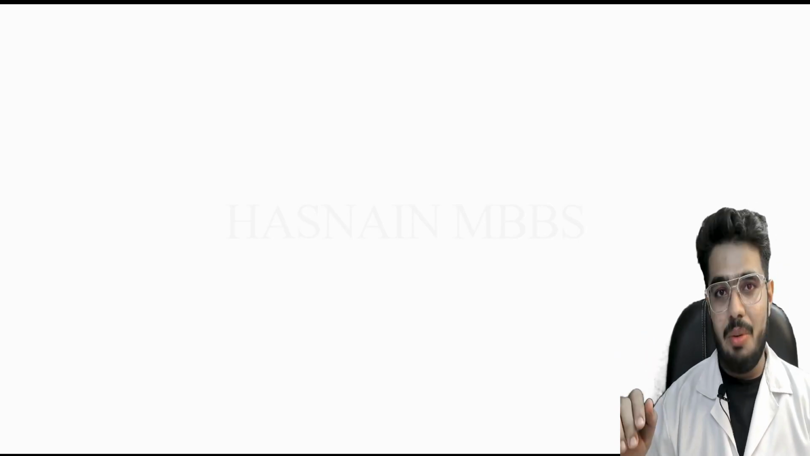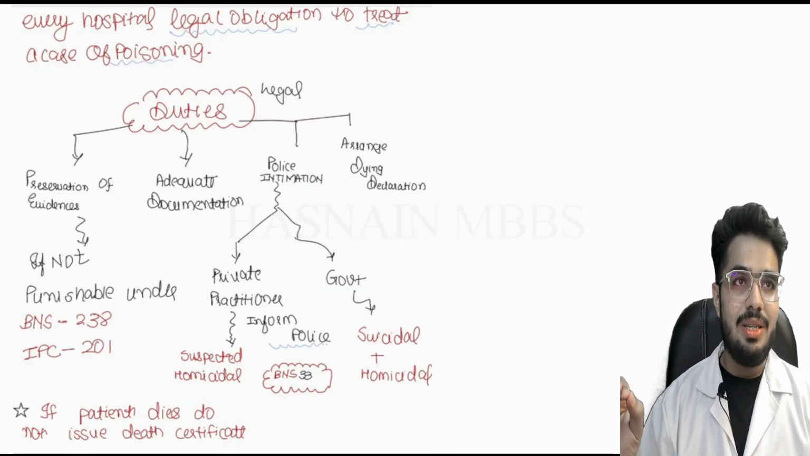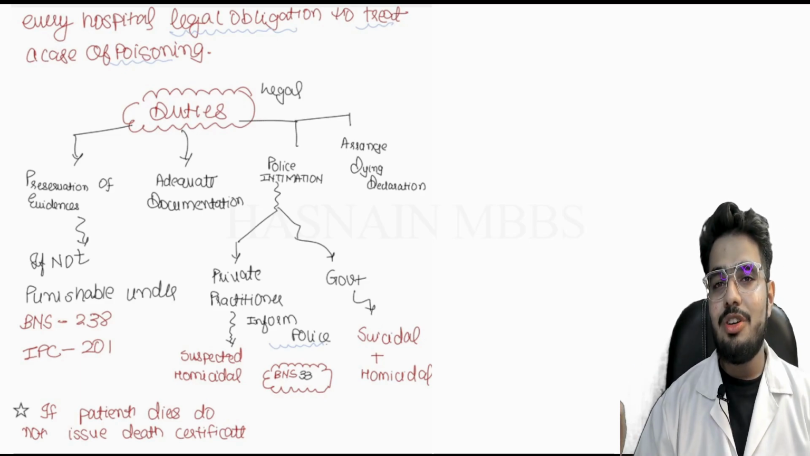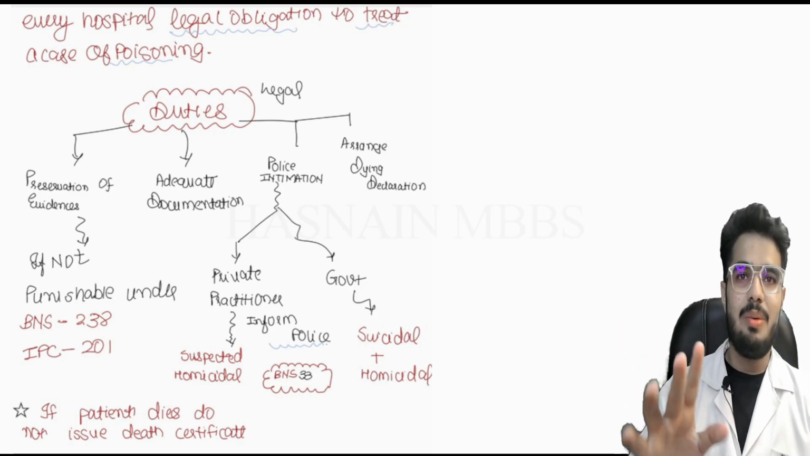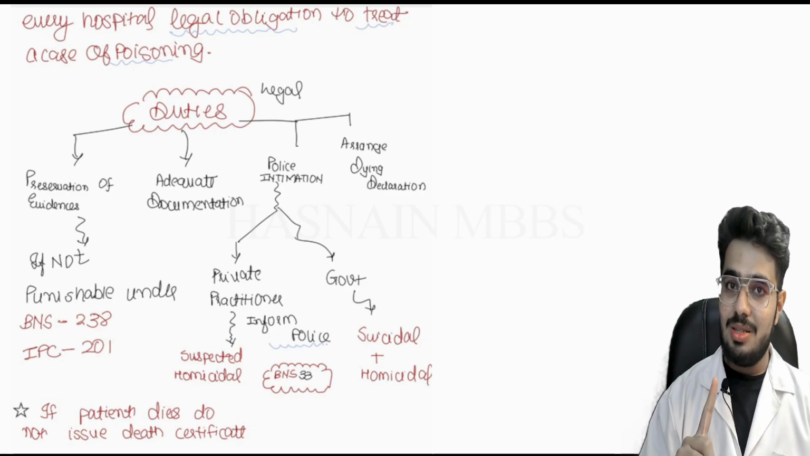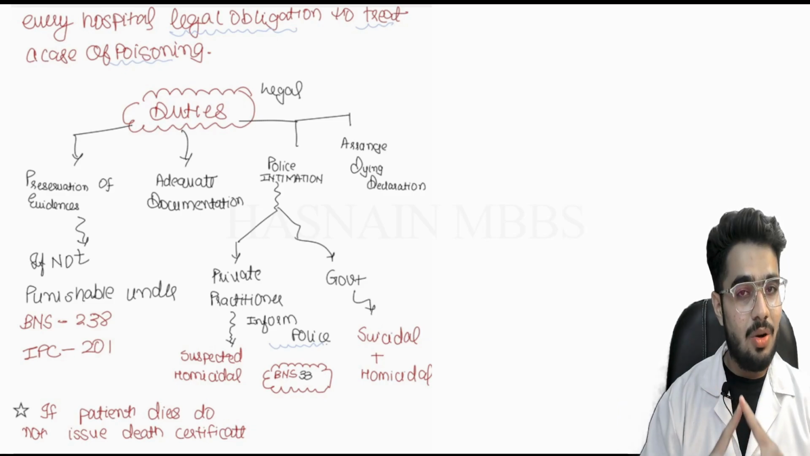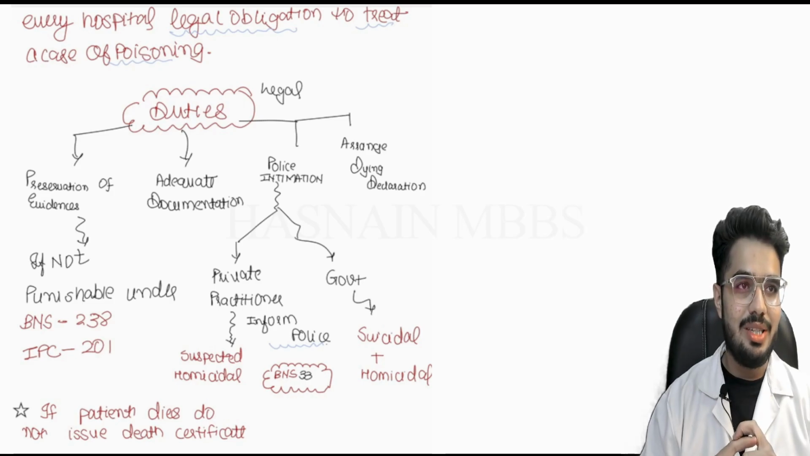We have talked about the general things we are supposed to do. We have to take proper history and proper records. Now we will talk about the legal duties. In legal duties, every hospital's obligation is to treat the patient of poisoning. A hospital can't just refuse a patient saying, "You are a poisoning case, we have to talk with the police, I can't admit you." This is illegal. In a hospital, it is a legal obligation to treat the patient of a poisoning.